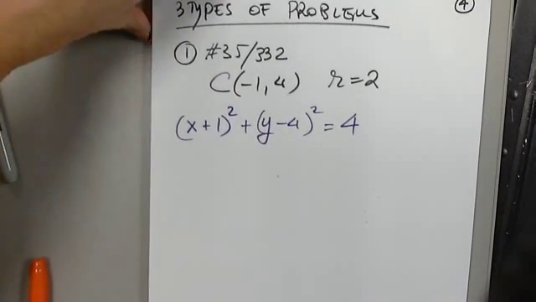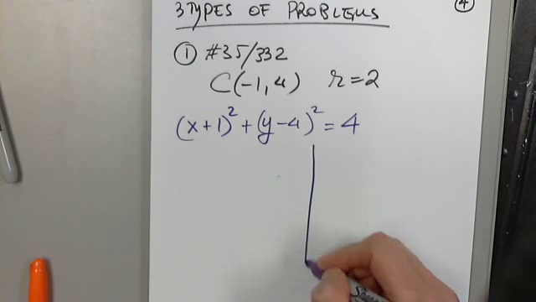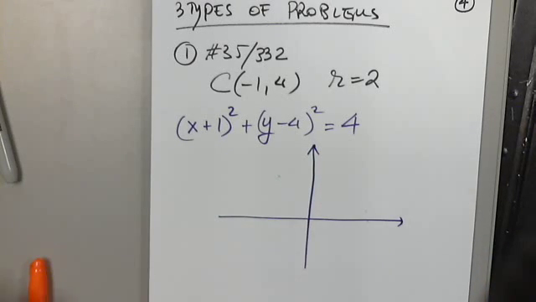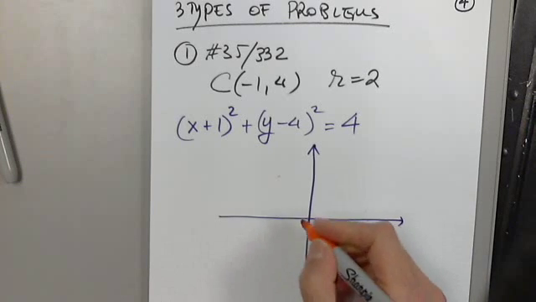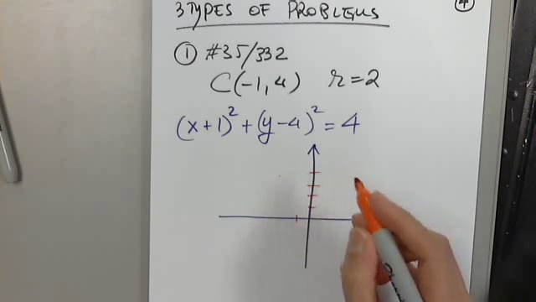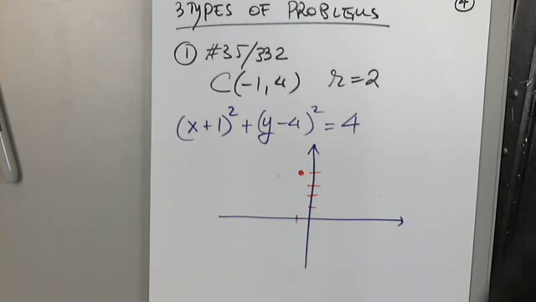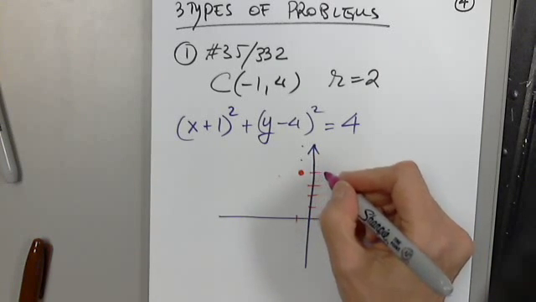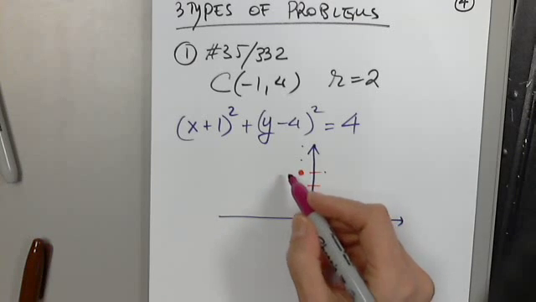Let's say they're also asking us to graph it. If they're asking us to graph the circle, we will start with the center, which is -1, 4: 1, 2, 3, 4, right here. I will create 4 points, the cardinal points, east, west, north, south. How many units away from the center? 2 indeed. So 1, 2, in each direction.